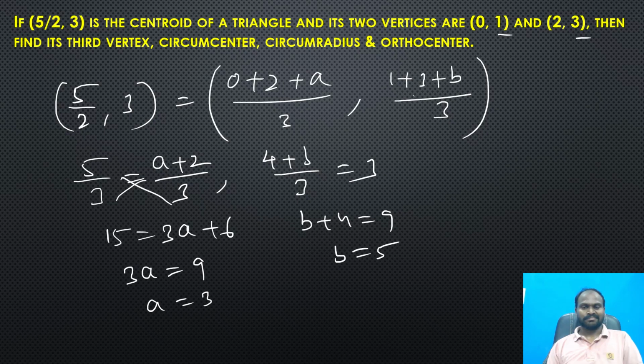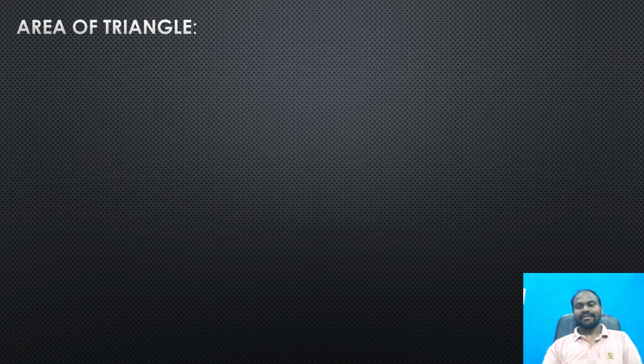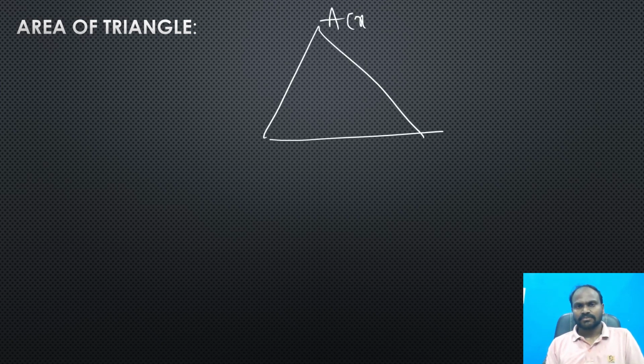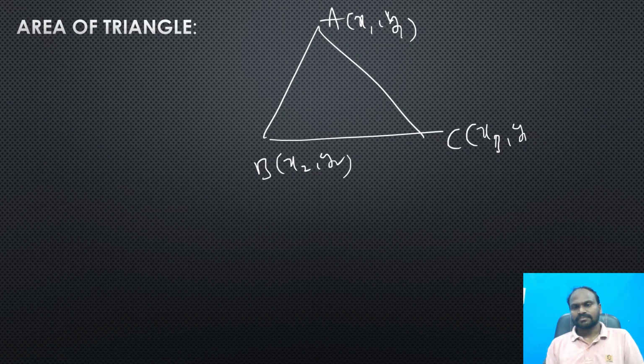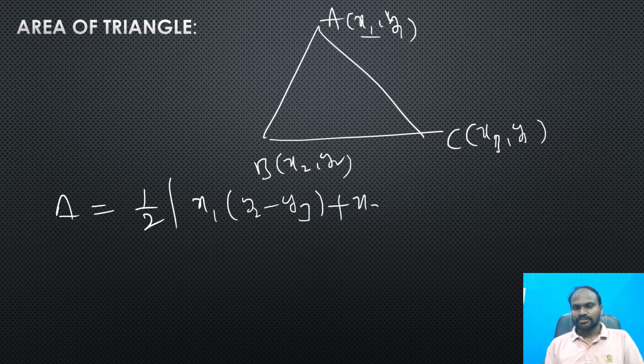Right, students. Now, area of a triangle. Let us say A is some (x1, y1), B is some (x2, y2), and C is some (x3, y3). Then how to find the area of the triangle? The formula we have: half into x1 into (y2 minus y3) plus x2 into (y3 minus y1) plus x3 into (y1 minus y2).